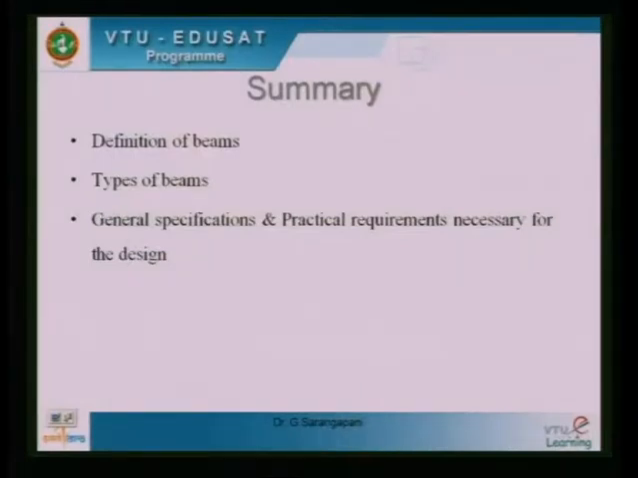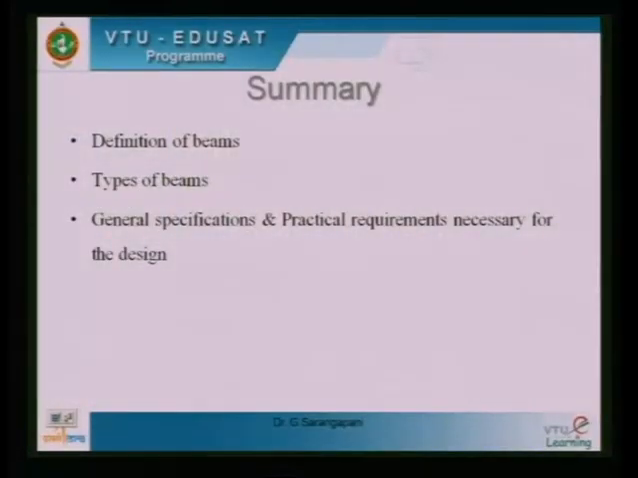To start with, I defined beams and also mentioned the types of beams. A beam is a structural member whose one of the dimensions is very large compared to the other two dimensions. And also it is said that a beam is a member which is subjected to transverse load. Then I discussed the different types of beams such as singly reinforced beams, doubly reinforced beams, etc.